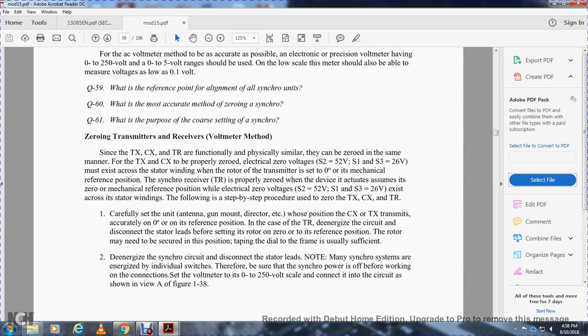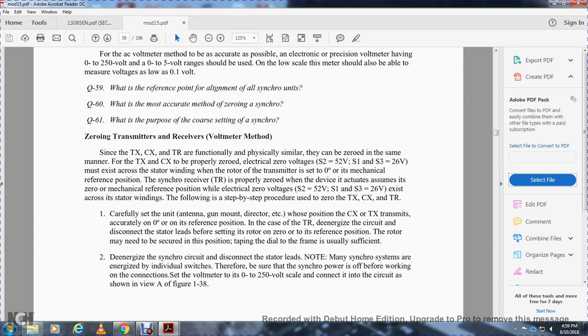Zeroing transmitters and receivers, the voltmeter method. The procedure is the same for the torque transmitter, control transmitter, and torque receiver, which are functionally and physically similar. At electrical 0, the voltage across stator 2 is 52 volts, and across stator 1 and stator 3 it is 26 volts, with the rotor of the transmitter set at 0, the mechanical reference point.